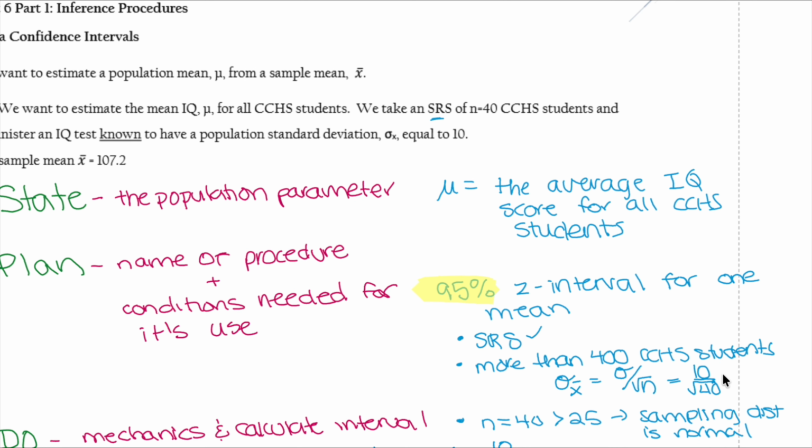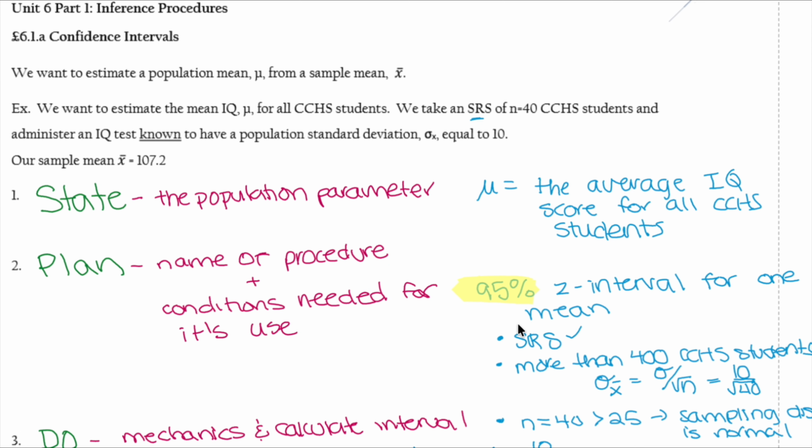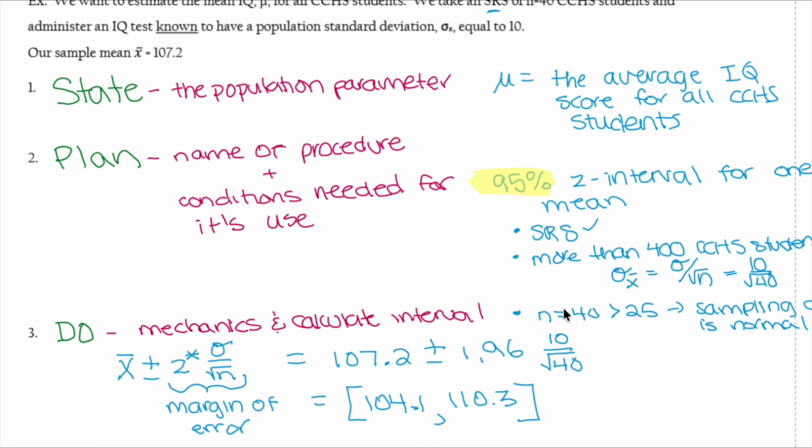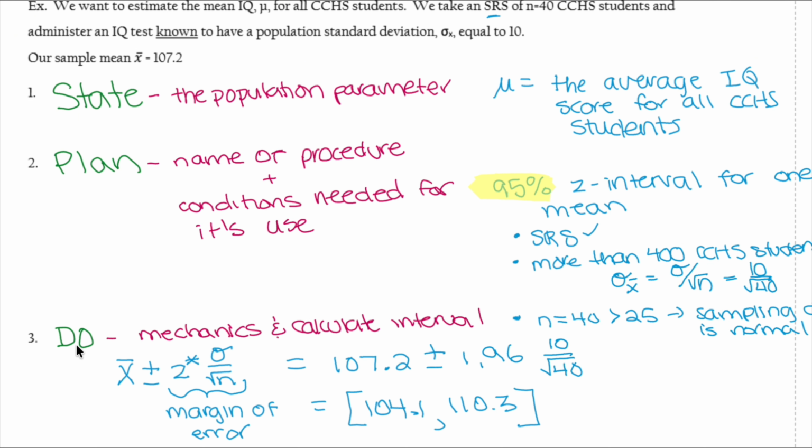And we're moving on to condition 3, which is the sample size. Is it greater than 25? Some textbooks will say it's greater than 30. I normally use 25 as a cutoff point, but you can use 30 as well, especially if your professor or teacher is asking you to do that. But in this case, because 40 is greater than 25, then the sampling distribution is normal, because we have enough sample size. Okay, so the third step is going to be do.